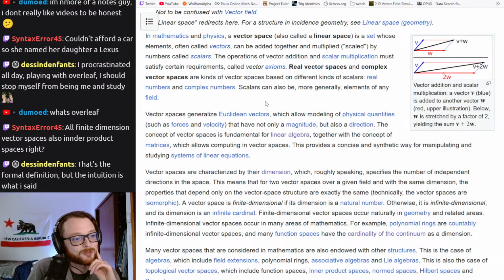Can't afford a car, so she named her daughter Alexis. Hey, syntax. Procrastinating all day, playing with Overleaf. I just thought myself I should stop myself from being me and study.